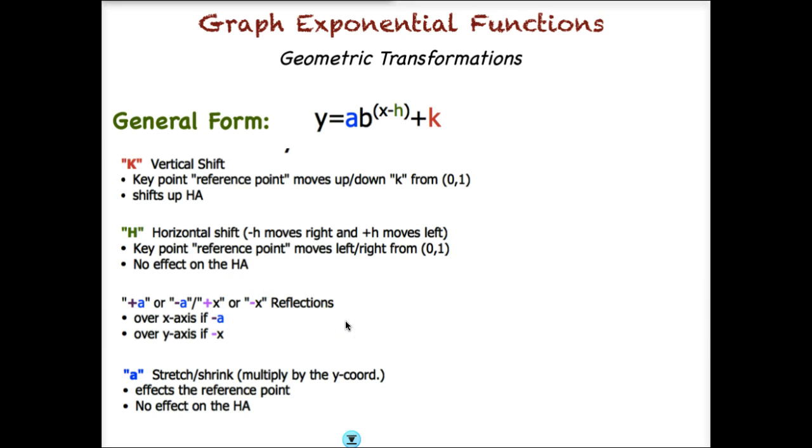Let's look at reflections. We actually have a new reflection. We have our typical reflection here. If a is negative, in other words, there's a negative sign in front of a, that's the same thing as if we started with a negative y and we moved that into the right side of the equation. So that means we would have a reflection over the x-axis. But what happens if we have a negative up here by the x? Well, if we have a negative x, that reflects over the y-axis, and we'll try an example. And finally, we have a stretch or shrink, and that's our a value.